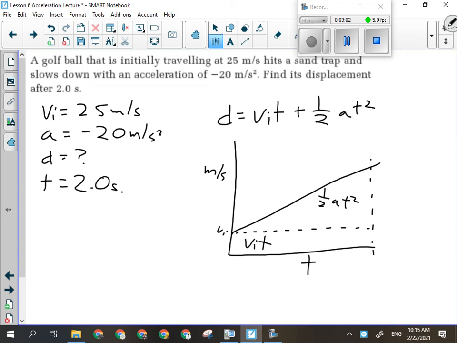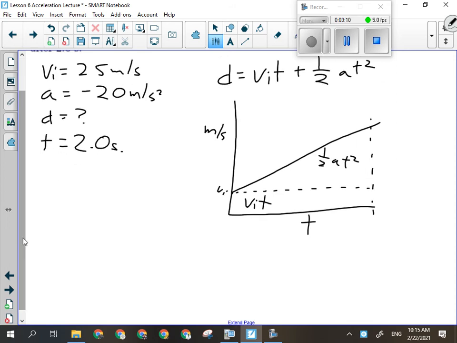Now, in this case, I don't need to manipulate that formula. I'm looking for D, and I have all the other stuff. So if we're going to fill this one in, then we're going to have D equals 25, our initial velocity, times 2 seconds, plus 1/2 times negative 20. And this is where people run into trouble with this formula. They oftentimes forget to put negatives in it when they're appropriate. In this case, it's appropriate. Times T squared, so 2 squared.